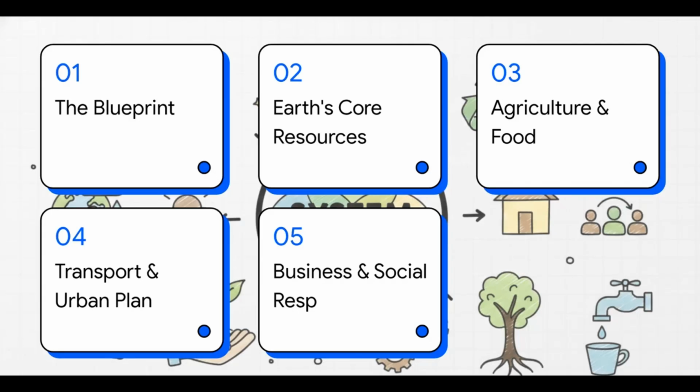To do that, we're going to treat this explainer like a blueprint. We have 5 distinct phases. 1, the sustainability blueprint. 2, managing Earth's core resources. 3, agriculture and food systems. 4, transportation and urban planning. And 5, business and social responsibility. We're starting wide with the overarching concepts and funneling all the way down.